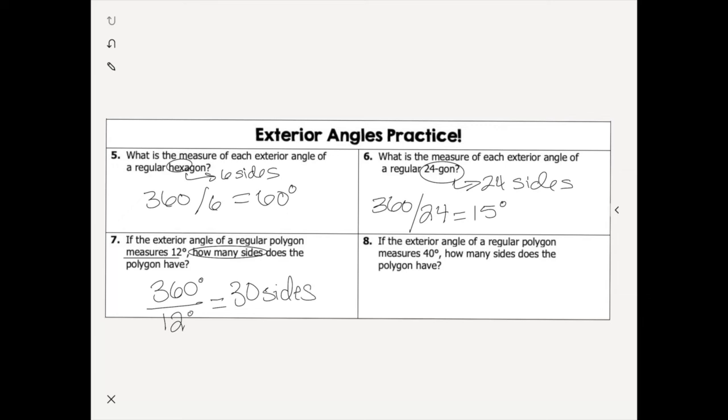Number 8 says if the exterior angle of a regular polygon measures 40 degrees, how many sides does the polygon have? So we're going to do 360 divided by 40 degrees, and that is going to give us a 9-sided figure. So there are 9 sides.